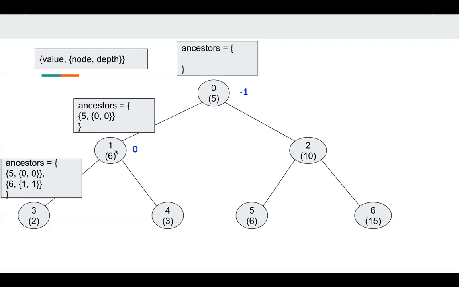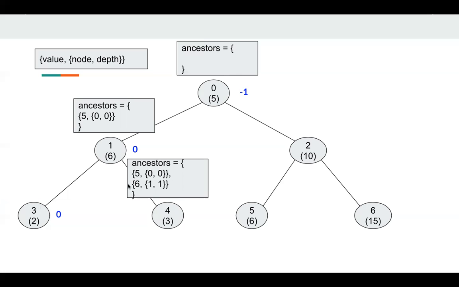Okay, then this node calls its first child, and it's updating the ancestors. Now the value is 6, the node number is 1, and the depth is also 1. Then for this node, the value is 2. 2 and 6 are not coprime, but 2 and 5 are coprime. So we return 0. Node number 0 is the answer for this node. Okay, and for this node, its value is 3. 3 and 6 are not coprime, but 3 and 5 are coprime. So node number 0 is also the answer for this node.